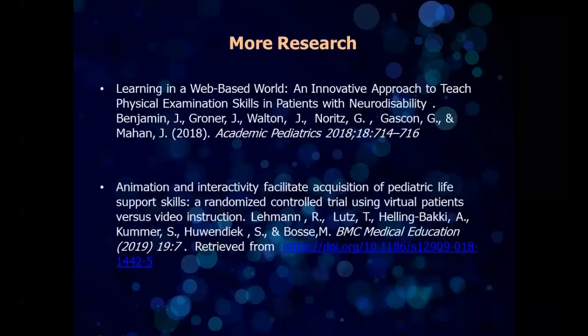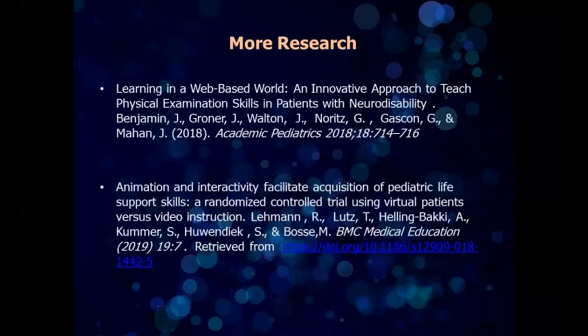Specifically, they were looking at pediatric patients with neurodisabilities, for example, a patient with cerebral palsy, and how to teach residents quality physical examination skills. Again, they did not have a control with this, but what they did was create an e-learning system in which one of their developmental pediatricians made a 15-minute video of his physical exam of a patient with a neurodisability in clinic.